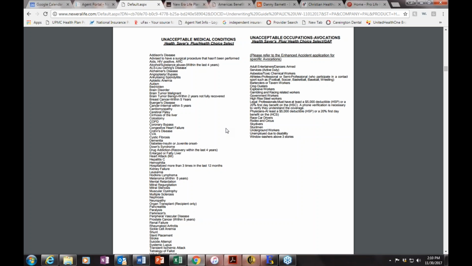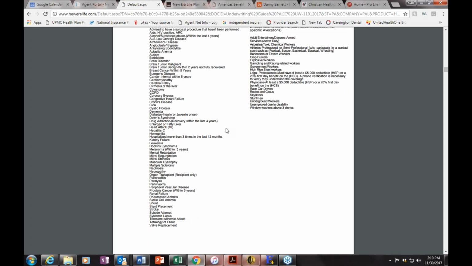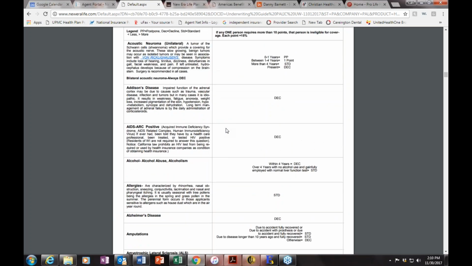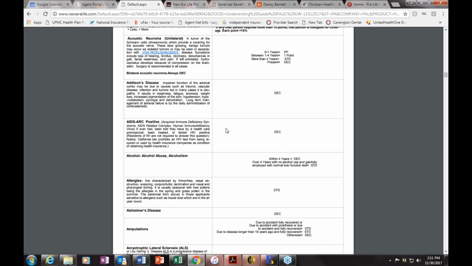You want to make sure they qualify for it before they fall in love with it. So then it'll also go through all the other conditions, maybe ones where there would be a rate up. 1 point is equal to a 15% increase in the premium. So this will take you through that also. This is a really good tool to review. It's just recently updated.